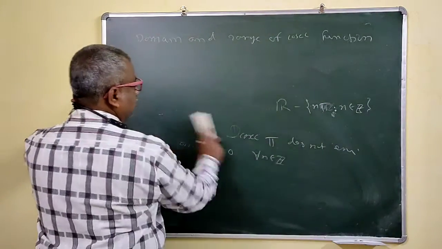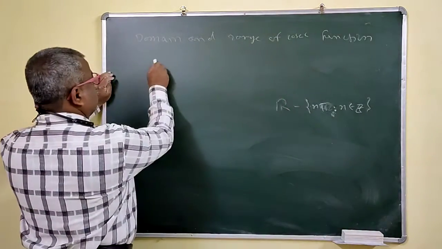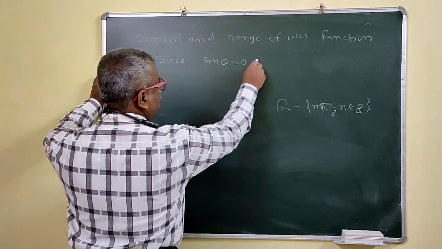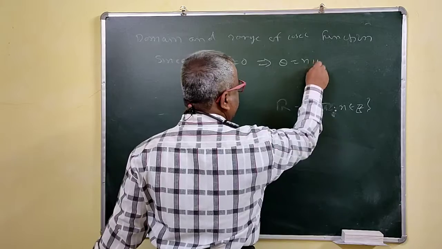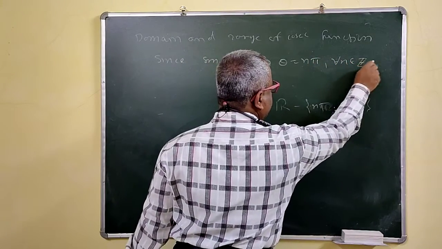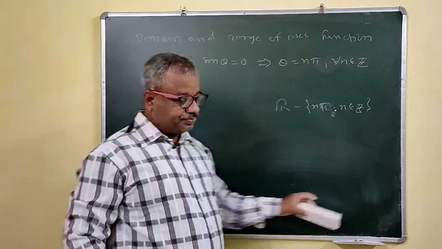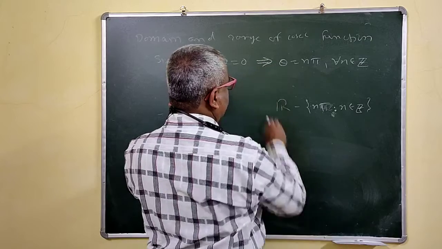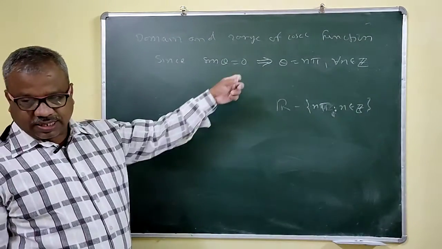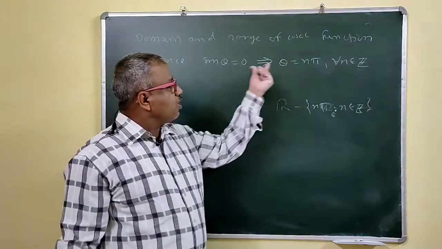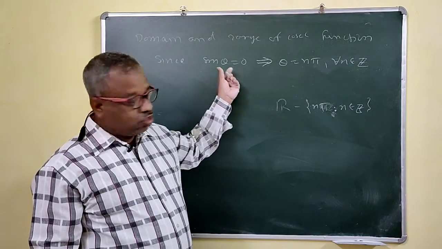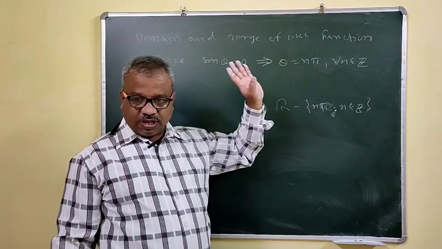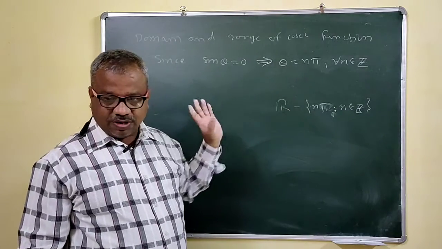So, domain of cosec theta: since sin theta is equal to 0 implies that theta is equal to n pi for all n belongs to Z. That is your denominator. So your denominator is 0 if theta is equal to n pi. So you are excluding that point from the set of real numbers, and whatever the rest of the set is, that is nothing but the domain.